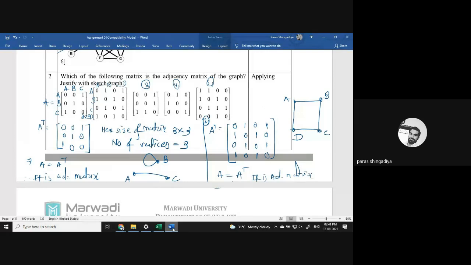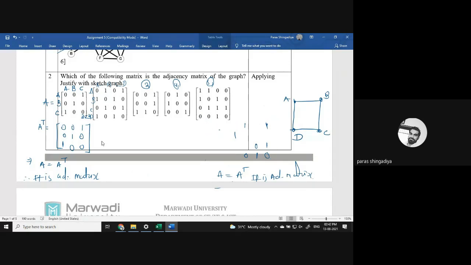All of you have derived the answer for all the matrices. Third matrix you already checked. Now let us check the fourth one. We'll get a graph similar to the one we already derived in the first one. Three vertices will be there. That is the answer of the fourth matrix.